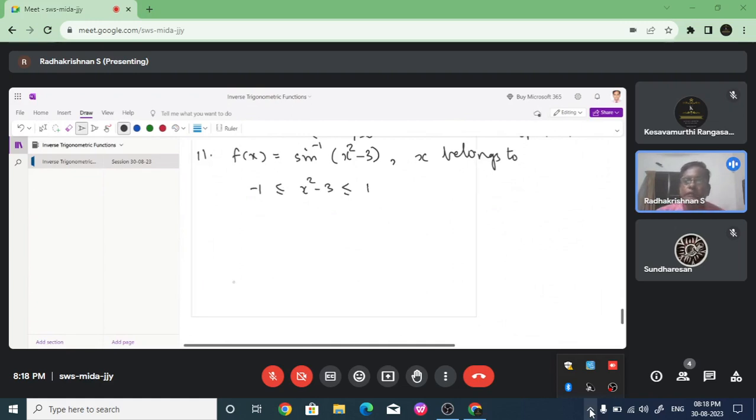Sin inverse is defined only for -1 to +1. So add 3, so that this will go away. So plus 3 will be... So x square ranges from 2 to 4, so √2 to 2. Right.